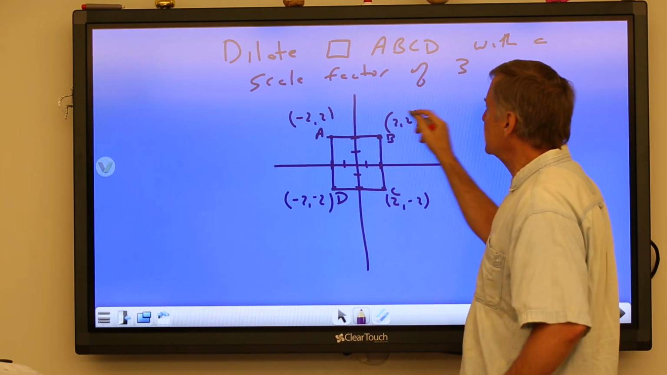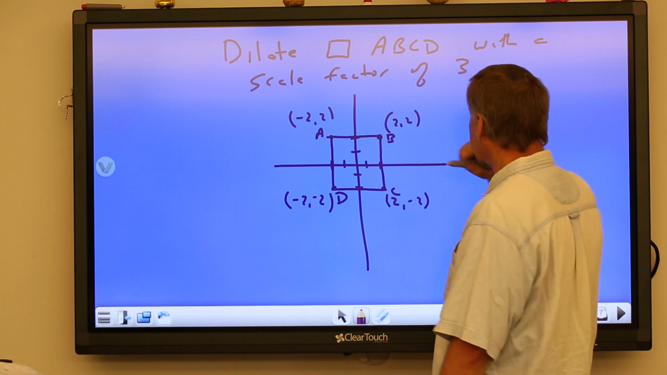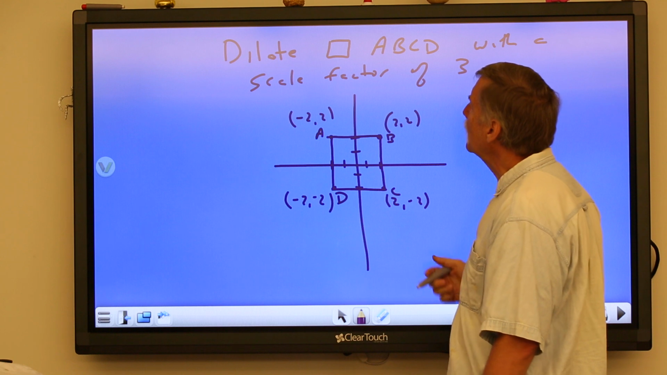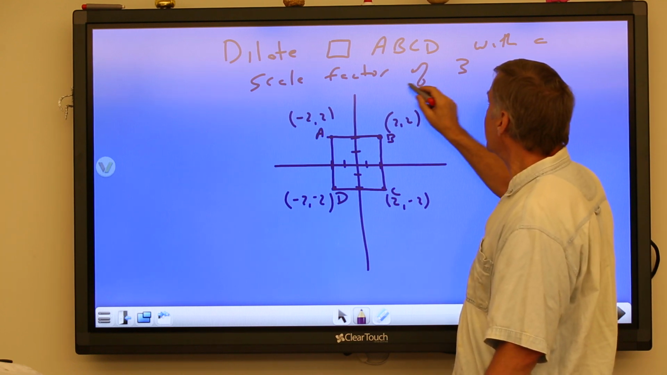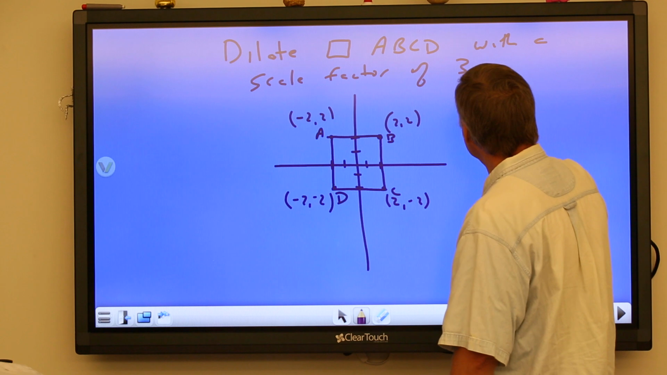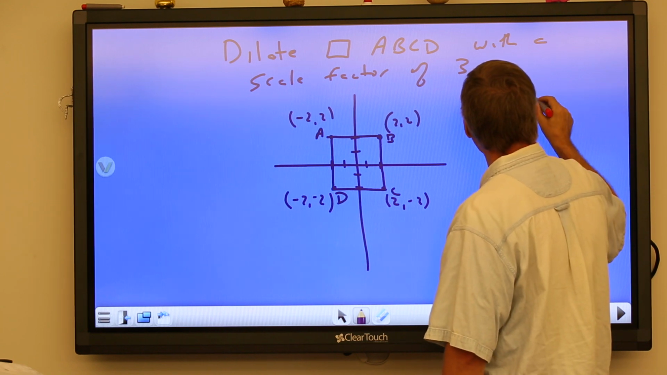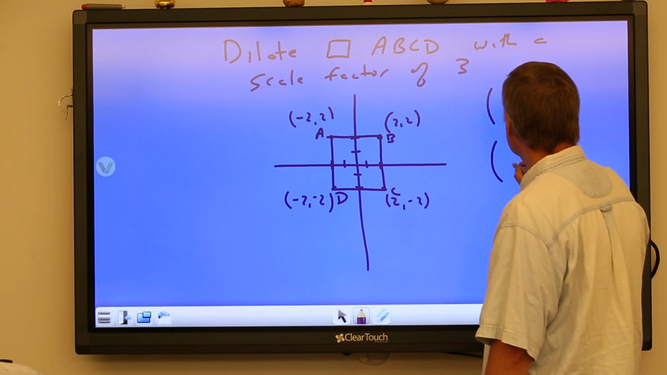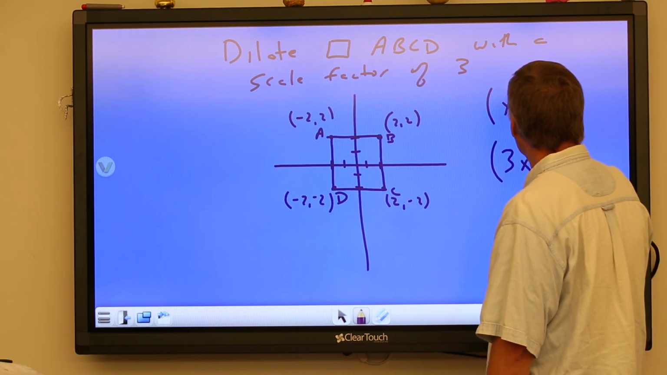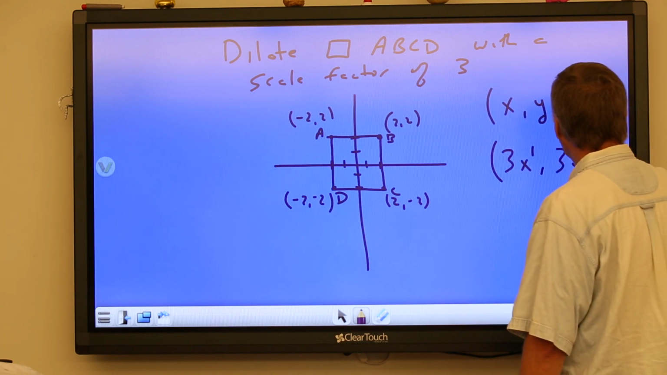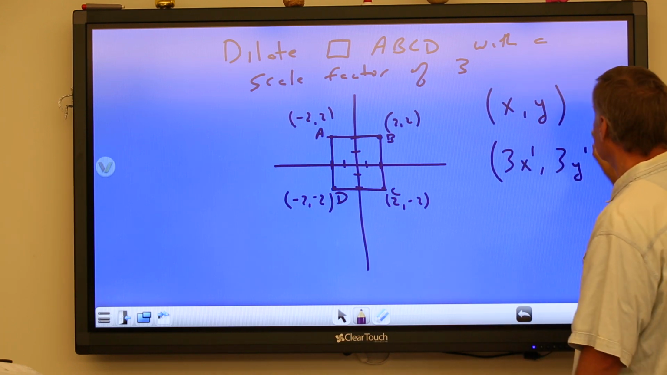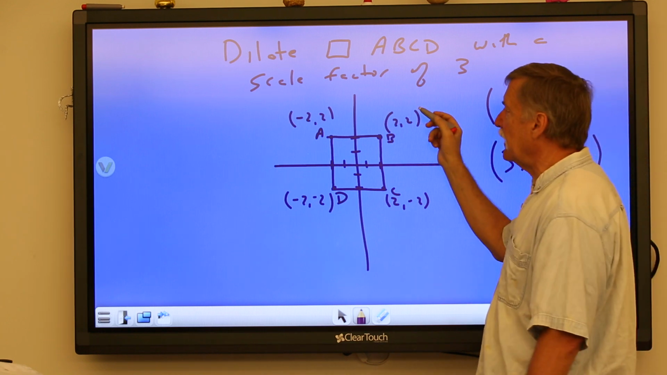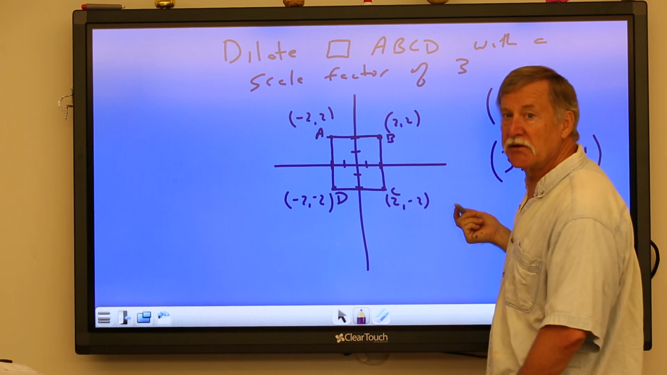Notice that we've got these points. We're going to increase this by a scale factor of 3. In other words, we're going to take the original x and y values of these points, and the new points are going to be 3x and 3y. Those are the primes, all right? So here, since I'm doing a scale factor of 3, I'm going to take all these numbers and multiply them by 3 to get the new points.